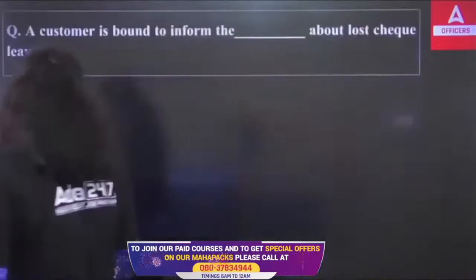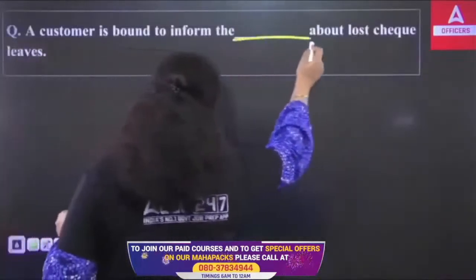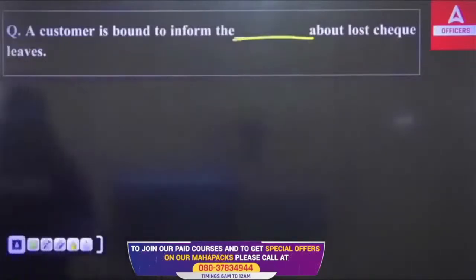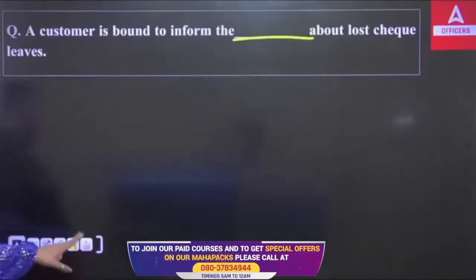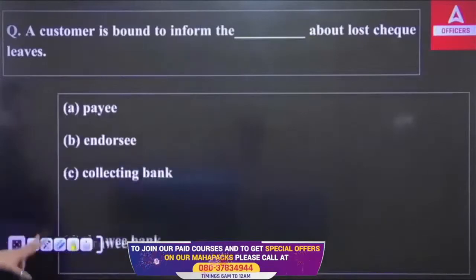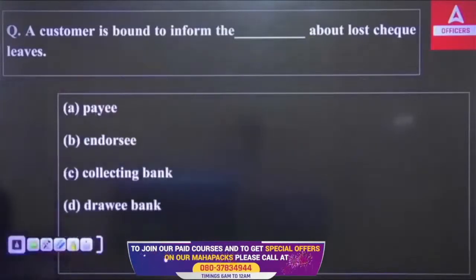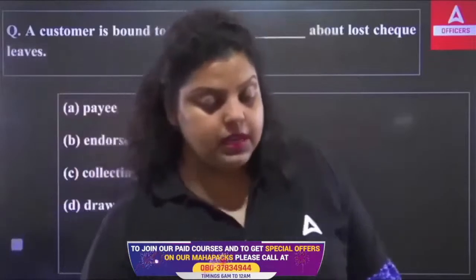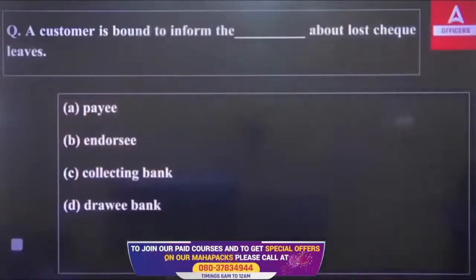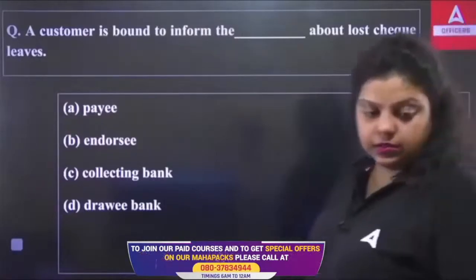Now, the second question is talking about a customer being bound to inform the dash about the lost check leaves. Let's say, for example, from your checkbook, one or two check leaves, or more check leaves, are missing. In that situation, it is the responsibility of the customer to inform the bank. To which bank? To the payee, to the endorsee, to the collecting bank, or to the drawee bank? To whom you have to inform that your check leaves are missing, might be taken by someone, or might be stolen. So let me know which of the following is correct.